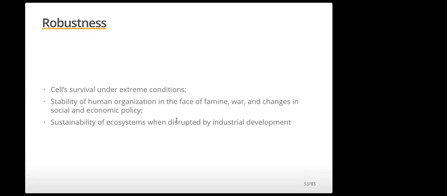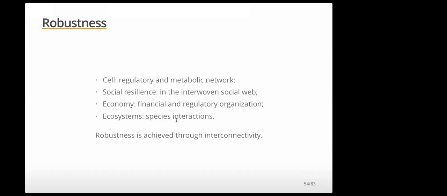The way robustness acts is, in the cell, there are these regulatory and metabolic networks. In social resilience, we have this interwoven social web. And in economy, you have the financial and regulatory organization, minus Lebanon. In the ecosystem, the species and the way they interact. So robustness is somehow achieved through interconnectivity.